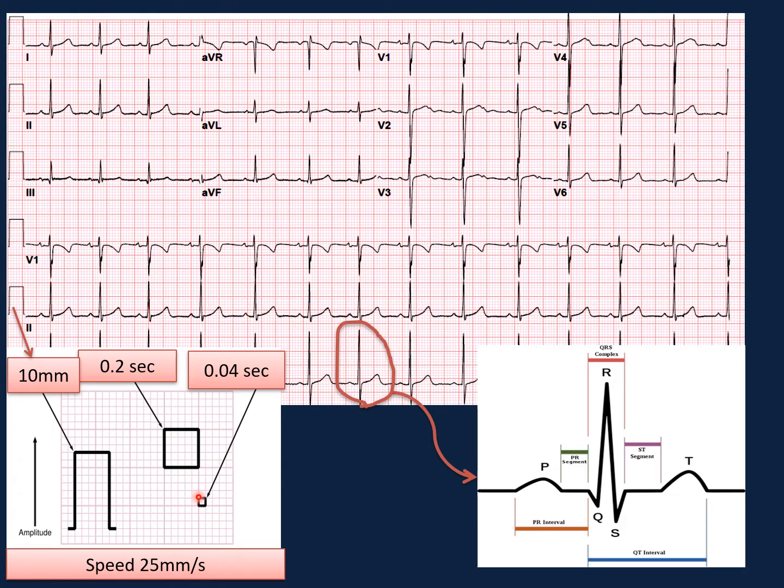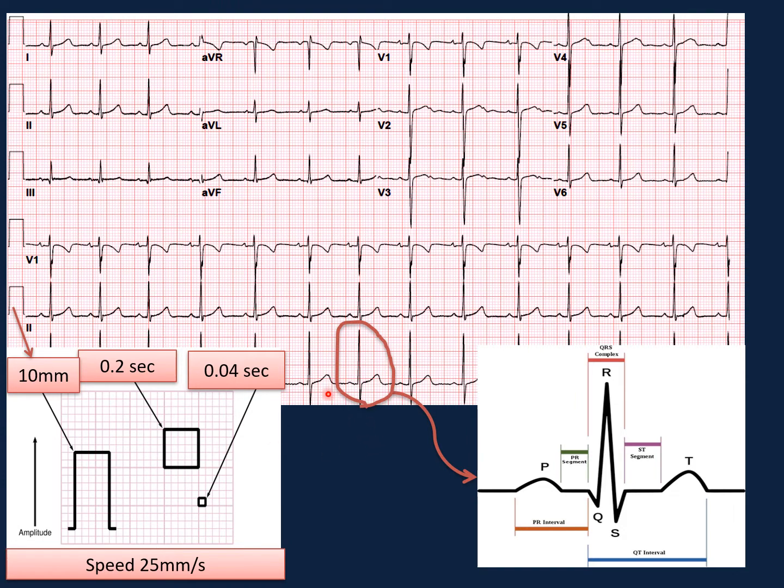In this case, each small square equals 0.04 seconds or 40 milliseconds, and each large square equals 0.2 seconds or 200 milliseconds. So 5 large squares will equal 1 second. If 1 second equals 5 large squares, this means 60 seconds equal 300 large squares, or 1 minute equals 300 large squares.